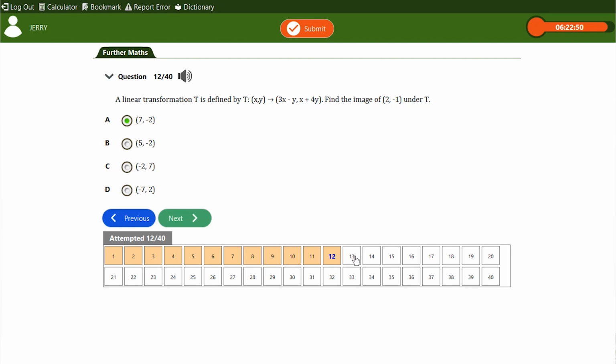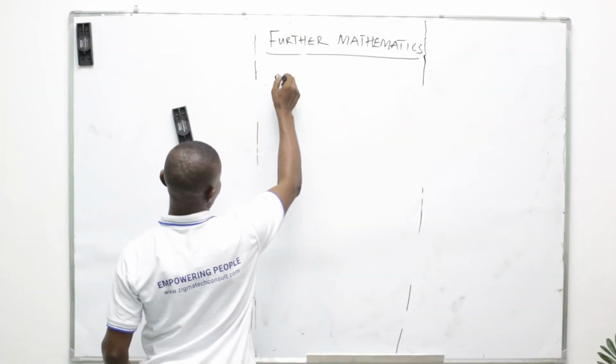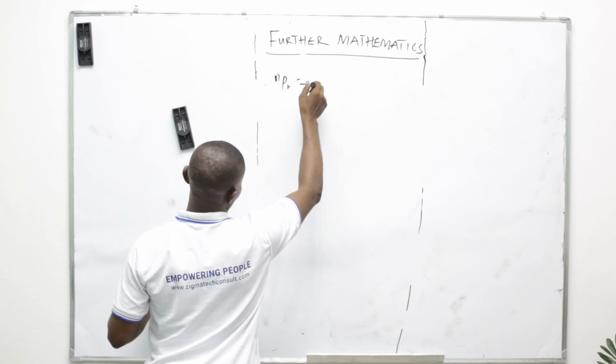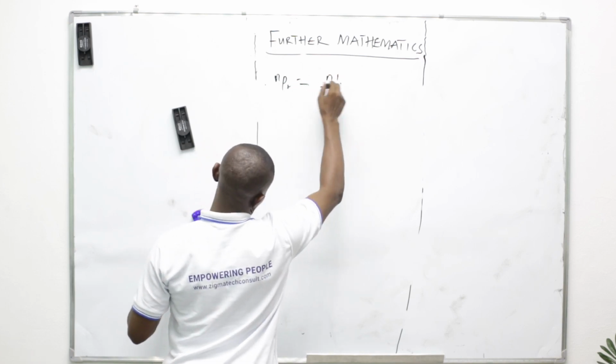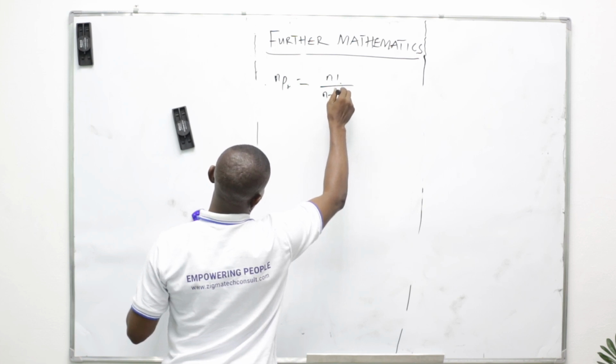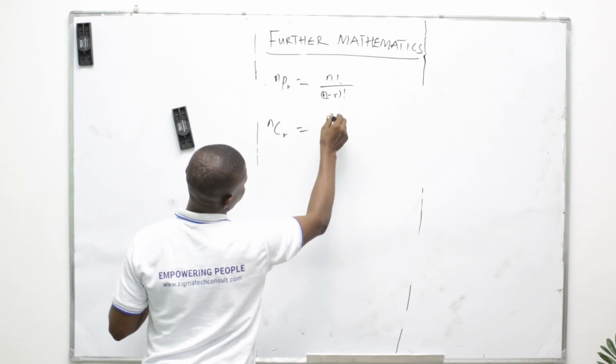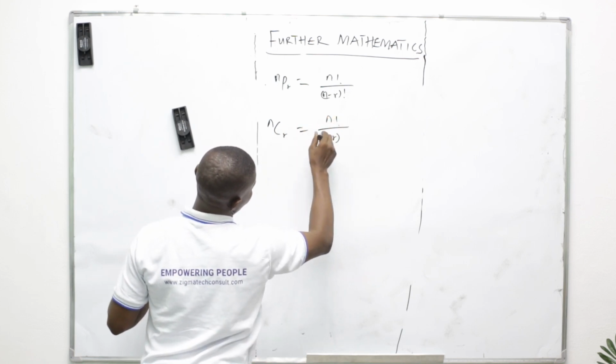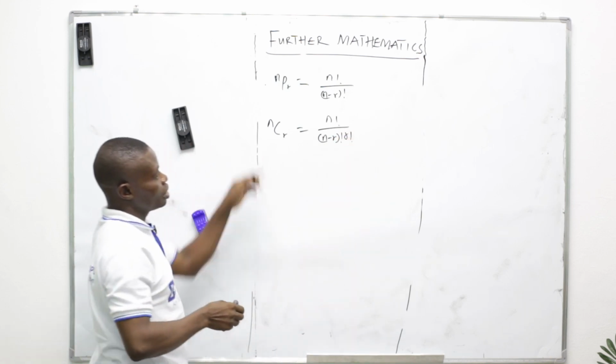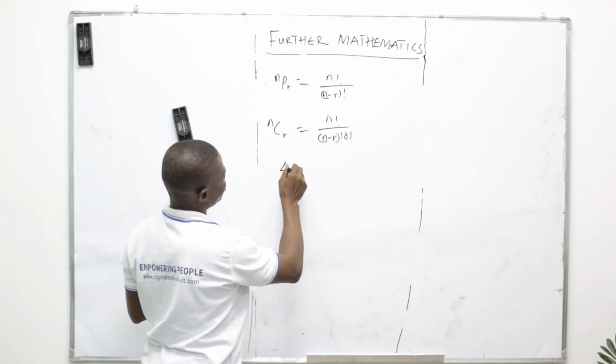Okay, what next? Evaluate 4 permutation 2 plus 3, 4 combination 2 minus 4 permutation 3. Recall that in permutation, n permutation r equals n factorial all over n minus r factorial, while in combination, n combination r equals n factorial all over n minus r factorial into r factorial. Now let us face 4 permutation 2.